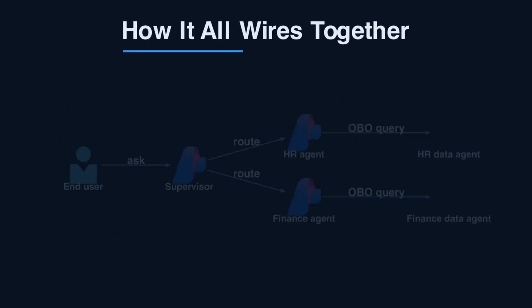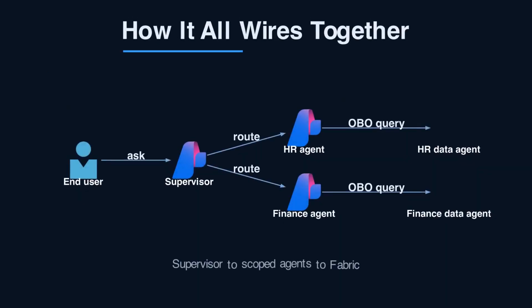Step back and see the full shape. The user hits the supervisor agent in Foundry. The supervisor routes to the HR or finance connected agent. Each connected agent calls its own Fabric data agent through FabricTool. Each Fabric data agent queries OneLake as the end user via pass-through. Identity flows all the way down the chain. No agent can reach a domain it was not given. That is the whole enforcement story in one diagram.